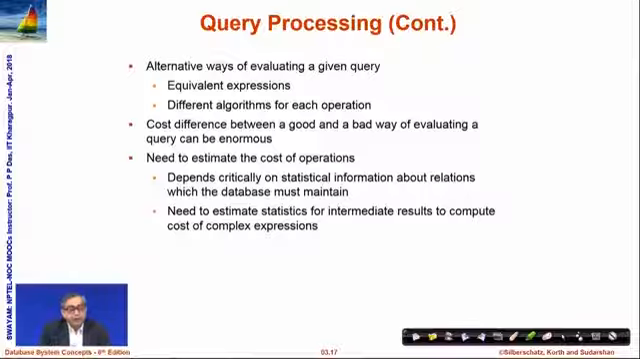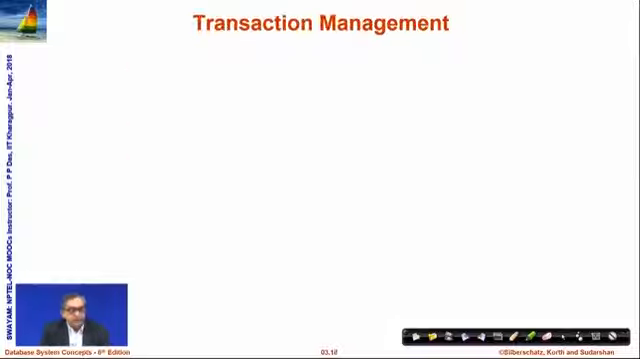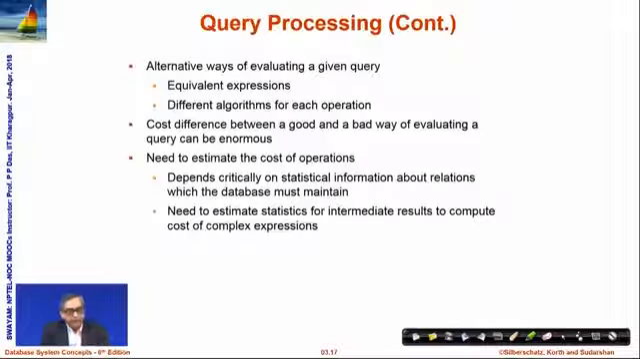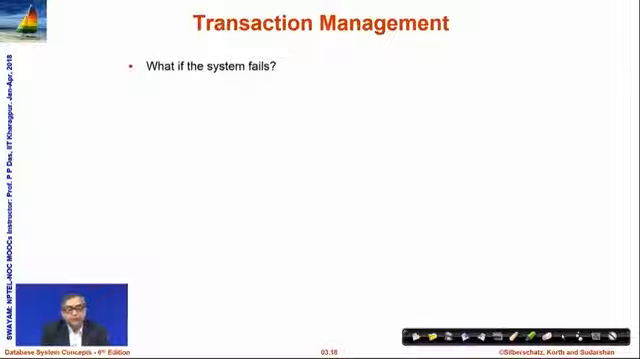Then we need to estimate the cost of every operation. It depends on the statistical information about what has happened in the past, and we need to estimate those statistics for intermediate results. These are a couple of things that the query processing sub engine in a database will do. So, beyond the storage manager and the query processor, we have a transaction management system, which is very, very critical and core to the database system.